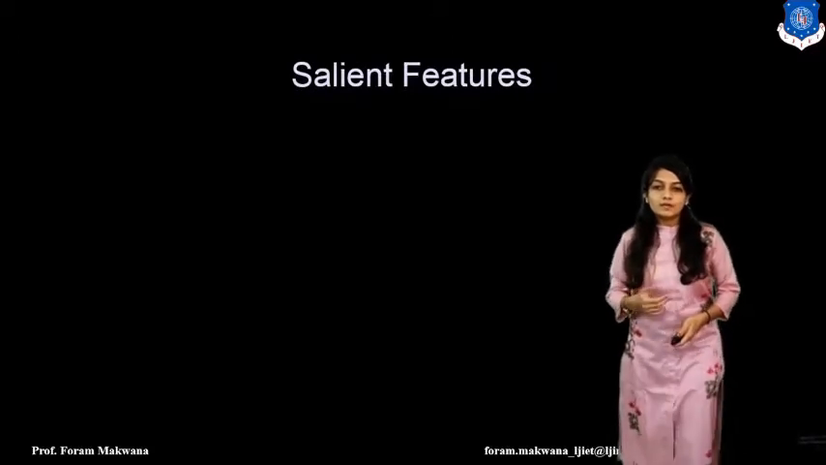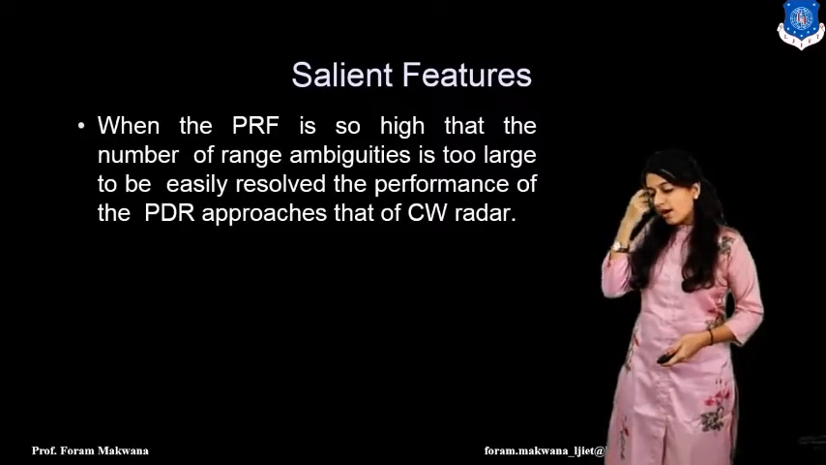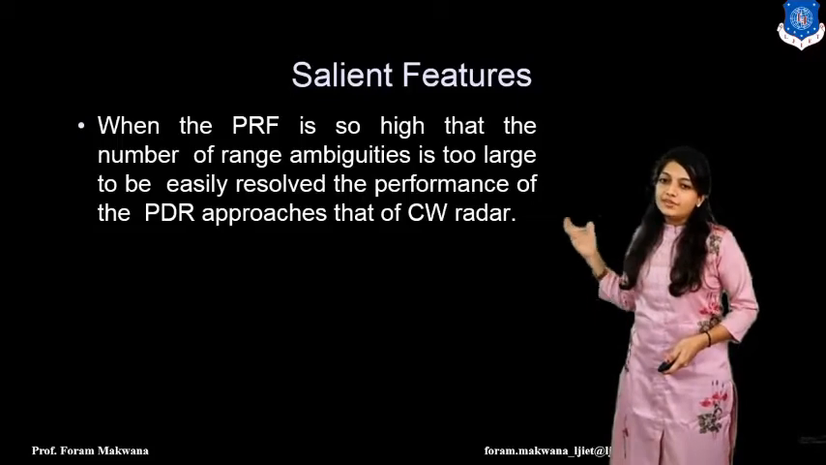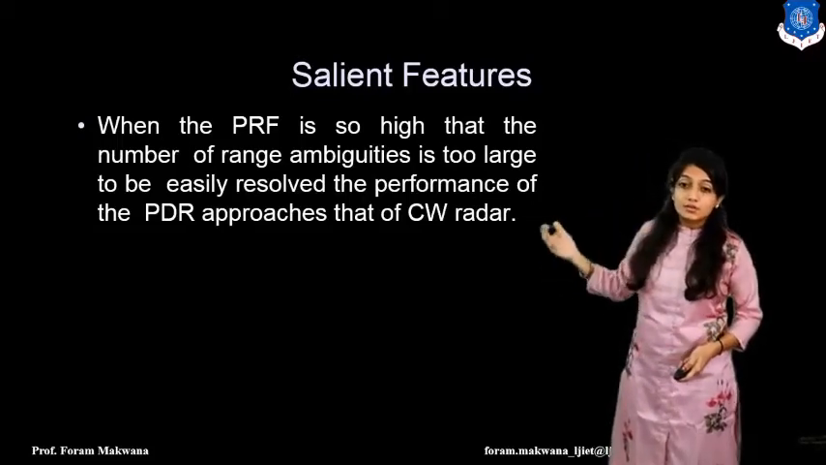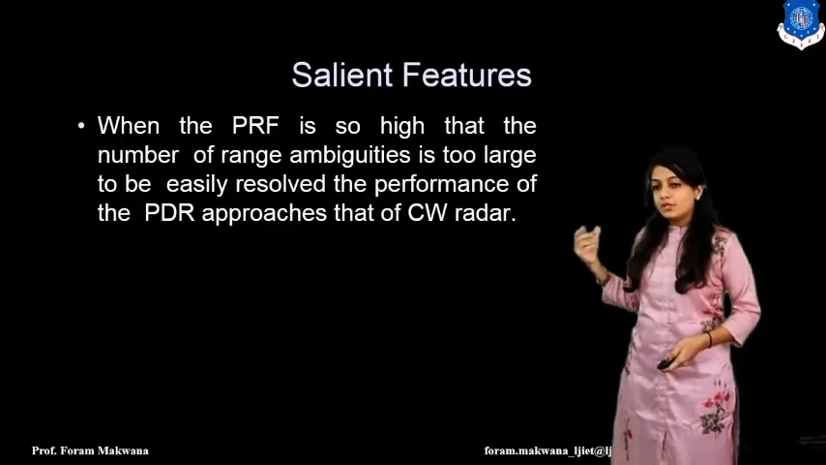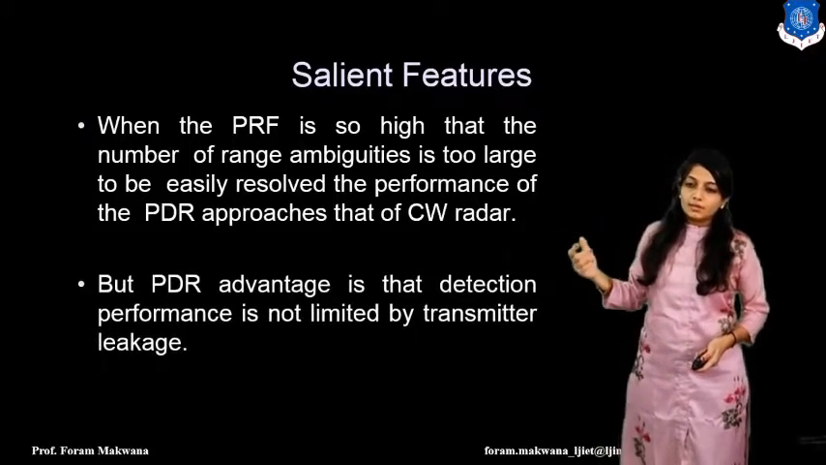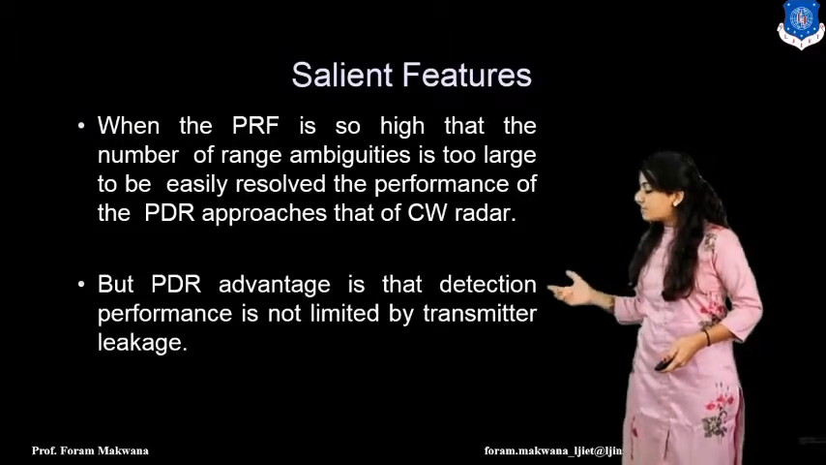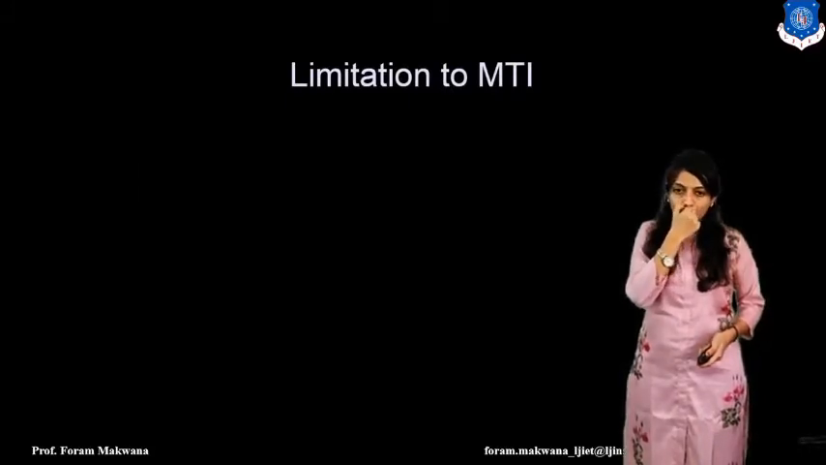Alright, so what are the different salient features? When the PRF is so high that the number of range ambiguities is too large to be easily resolved, the performance of the pulse Doppler radar approaches that of the continuous wave radar. But the pulse Doppler radar has an advantage that detection performance is not limited by the transmitter leakage. So what are the limitations of AMTI?